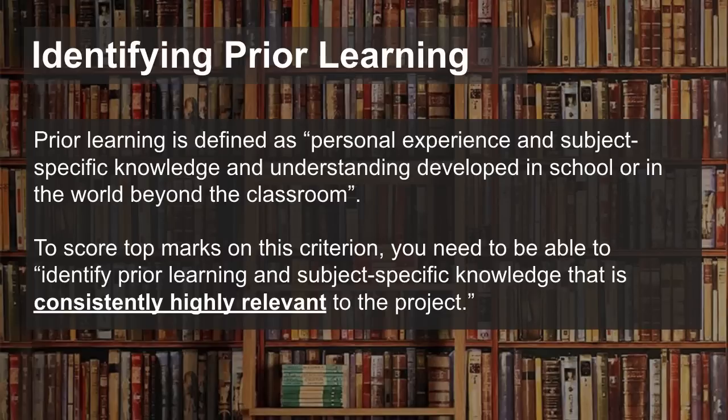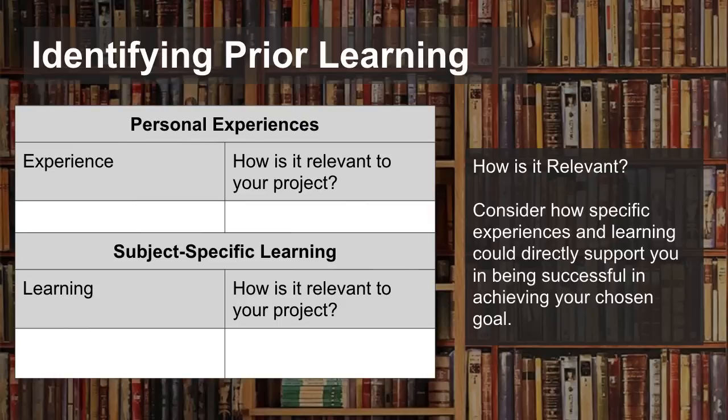One of the ways that you can do that in your process journal is to try to break down prior learning into those two different categories. So as you can see here, I like to use charts. So there's a little chart there, one part for your personal experiences, one part for your subject-specific learning.